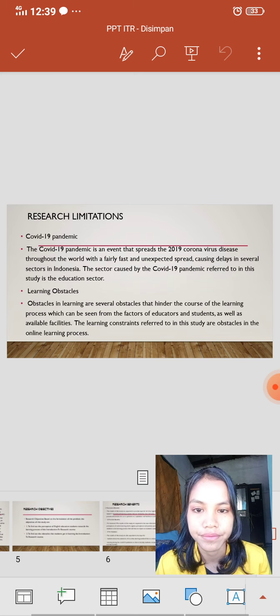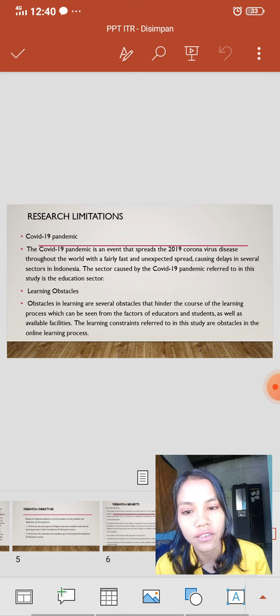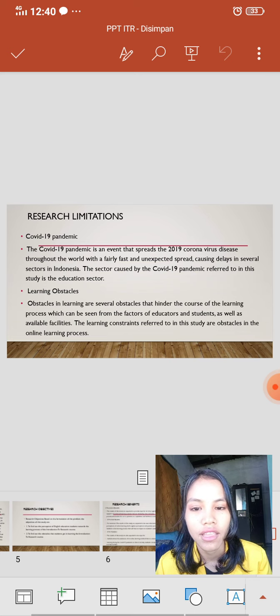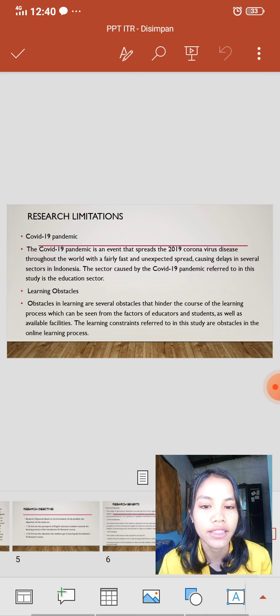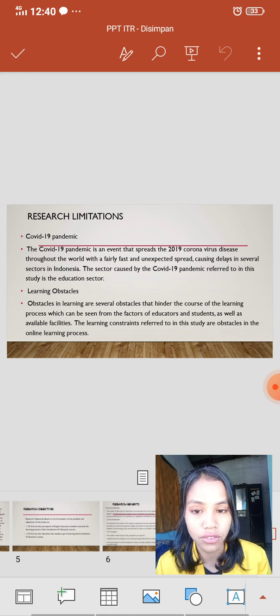Research limitation. COVID-19 pandemic. The COVID-19 pandemic is an event that spread the 2019 coronavirus disease throughout the world with a fairly fast and unexpected spread, causing delays in several sectors in Indonesia. The sector affected by the COVID-19 pandemic referred to in this study is the education sector.